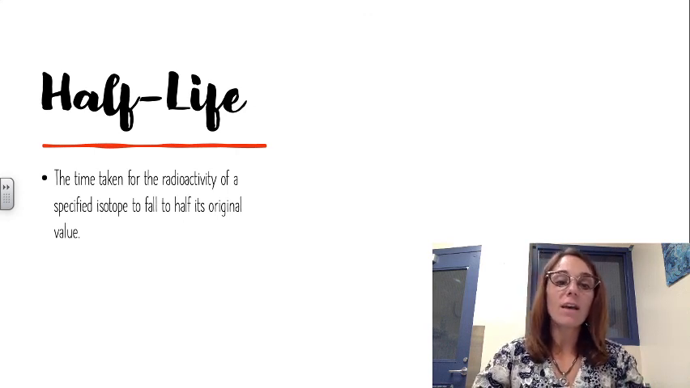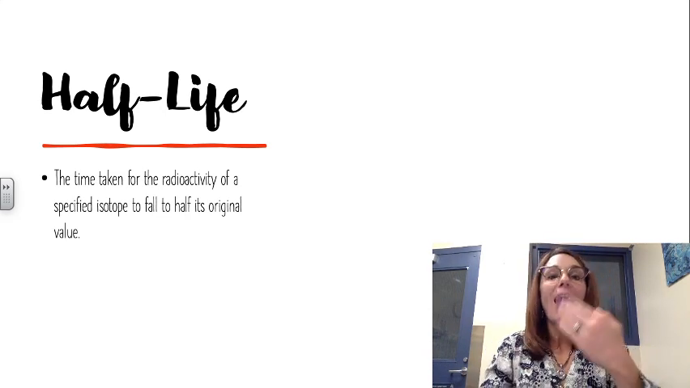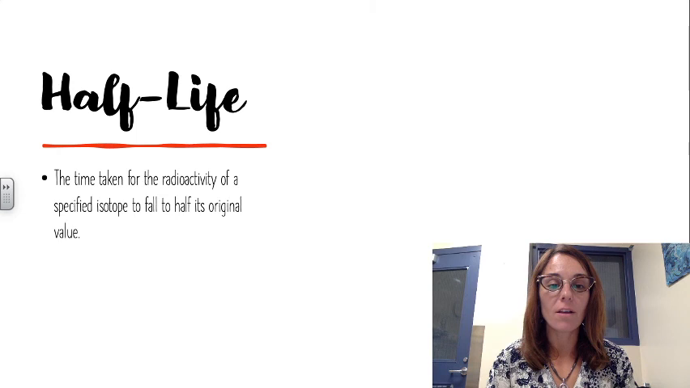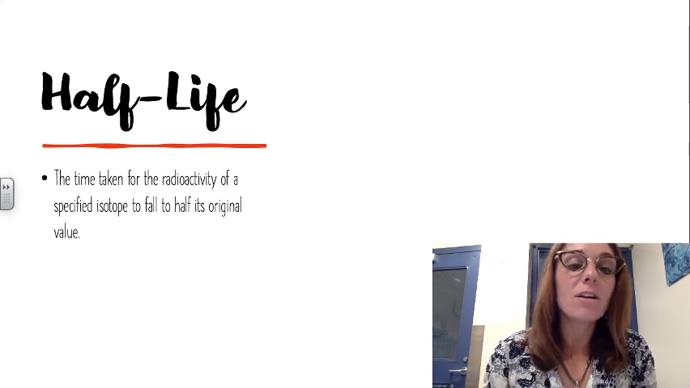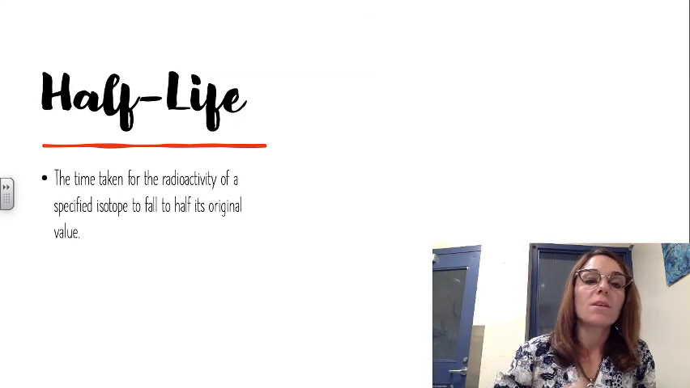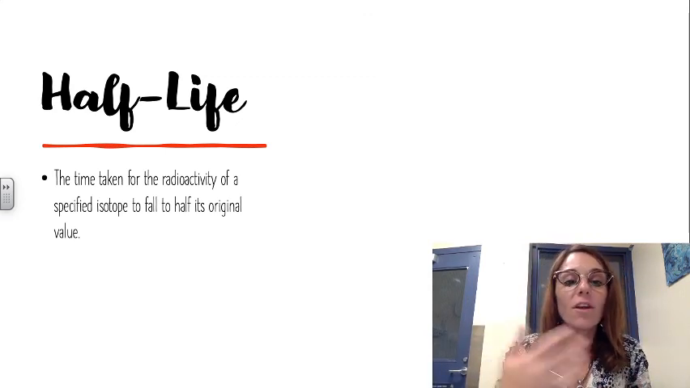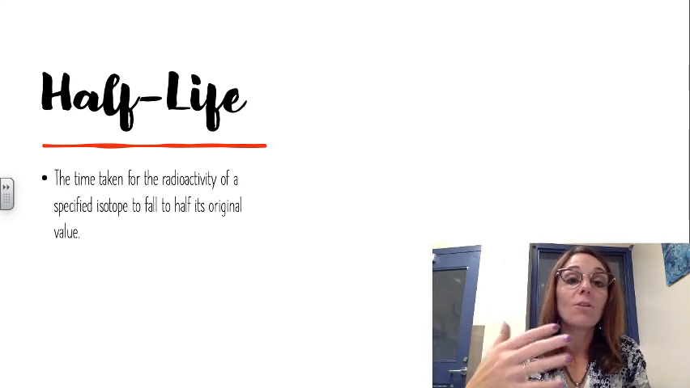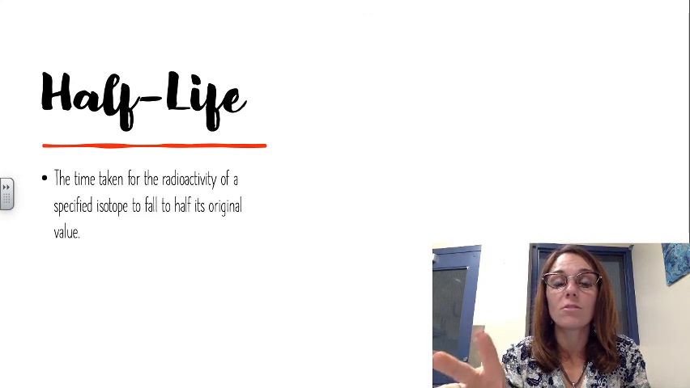So what is the half-life? A half-life is how long it takes for a radioactive isotope to lose half of its radioactivity. So if we start off with 100% radioactivity, how long does it take to go down to 50%? There are some isotopes that could take seconds. There are other isotopes that take literally millions of years to decrease. Those ones are the dangerous ones.